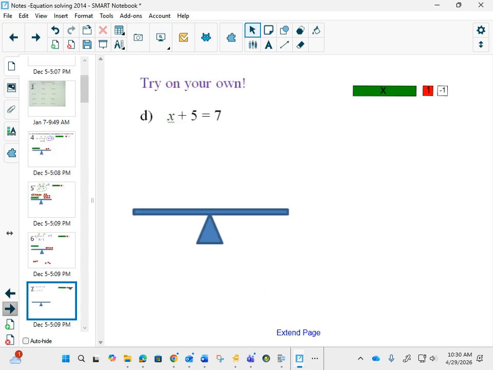Okay, next one. How many do I have for you to try on your own? 3? I want you to do these 3. I want you to answer it in your head. Then show the algebra tiles on the scale. Then show the math work above. What are you going to do? You're going to subtract 5, subtract 5. One second, I'm going to pause the video.